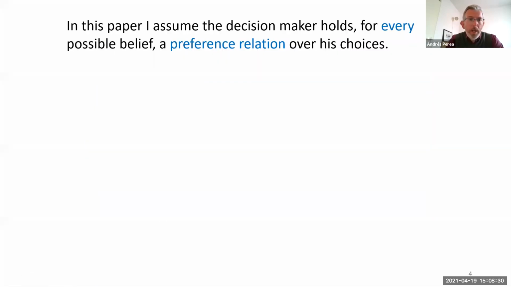Now, to address this problem, what I do in this paper is I take a different primitive object. The primitive object in my paper is what I call a conditional preference relation. It means that for every, of course.